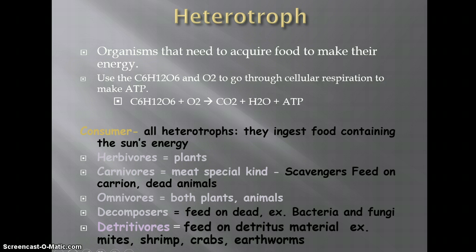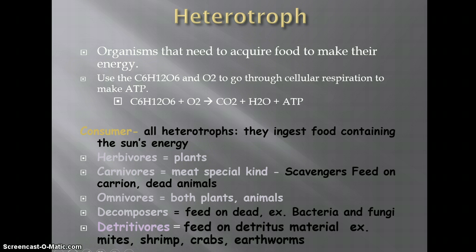Heterotrophs. They're also called consumers. Heterotrophs are organisms that need to acquire food to make their energy. So heterotrophs use glucose and oxygen to go through cellular respiration to make that ATP, just like plants. But we're known as consumers because we ingest food that originally contained the sun's energy. There's the herbivores, the carnivores, the omnivores, which you guys should know.